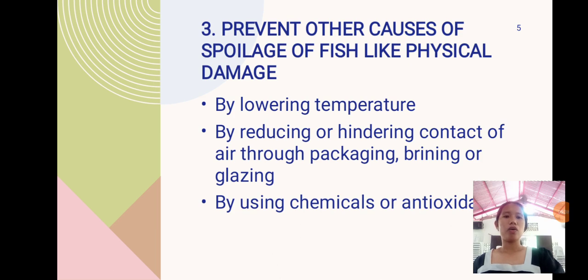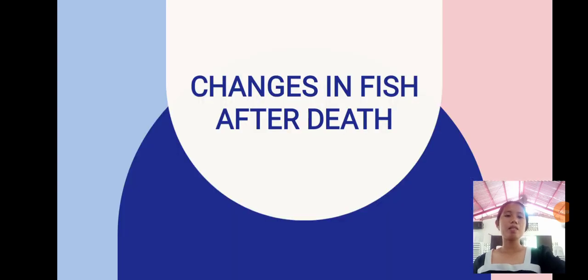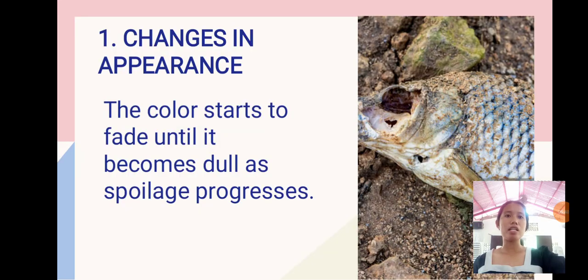Okay? So, now, let us move on to changes in fish after death. The changes in fish after death, or after it is taken from the sea, right? Of course. So, number 1, changes in appearance. Although in the picture, you can see that it is a dead fish, right? Of course, the eyes are gone. But you would say it is a fish from the sea.